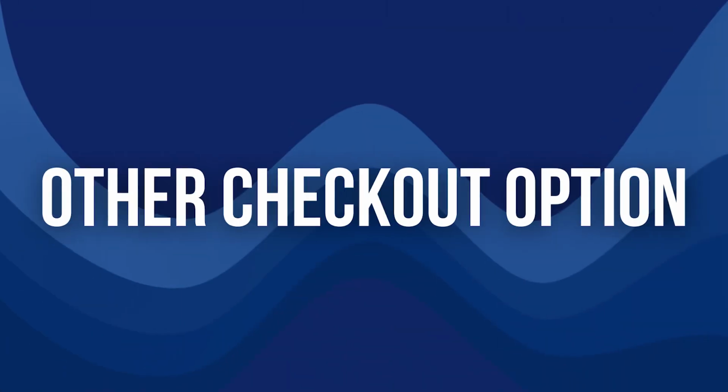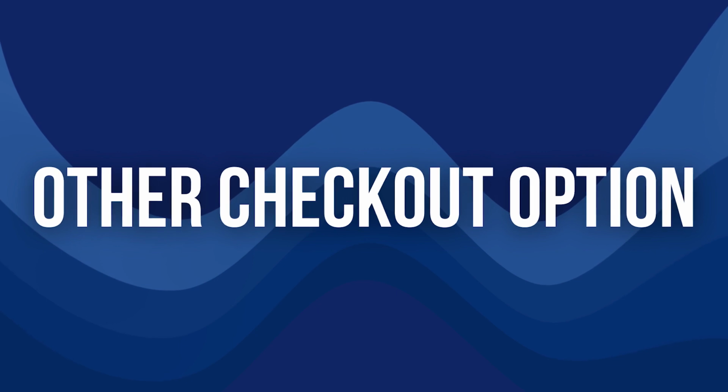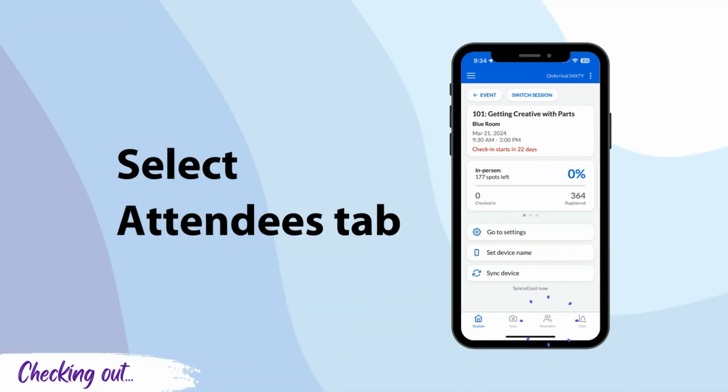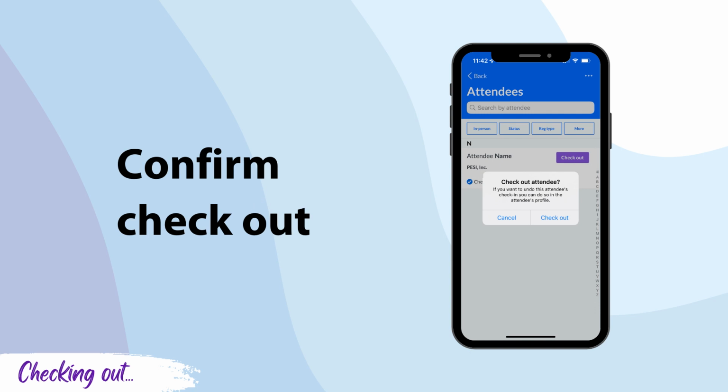If for some reason the attendee doesn't have their QR code or it isn't scanning, you have an option to manually check the attendee out. Do this by clicking the Attendees button at the bottom of the presentation title screen. Find the attendee from the list and tap the Checkout button to the right of the attendee, then check out again to confirm. Repeat these steps for each attendee you want to check out.